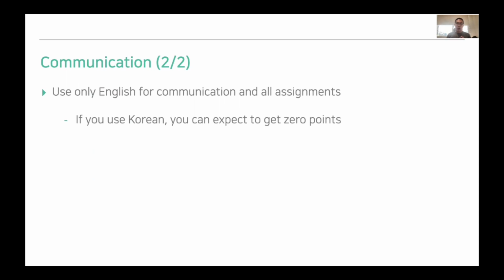And we have many international friends in this class. I'm not sure, at some point we don't have, but usually we have many international friends. So please use English for communication in all assignments. If you use Korean, you cannot get all the points. You have 0 points. All the homework, all the questions, you have to use English. No exception.